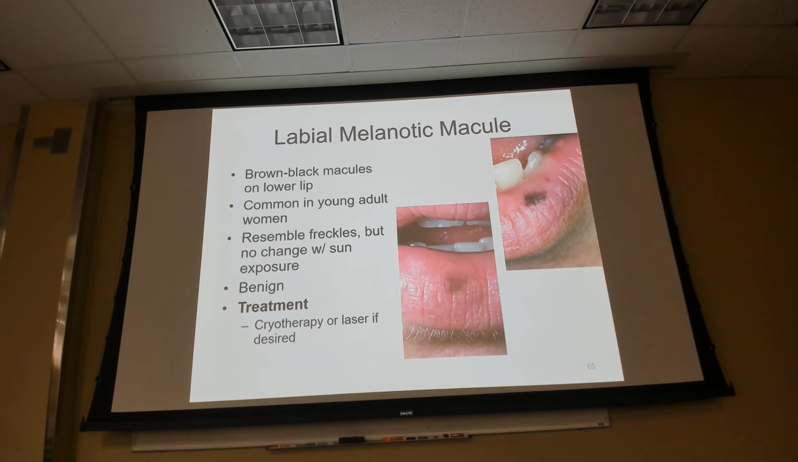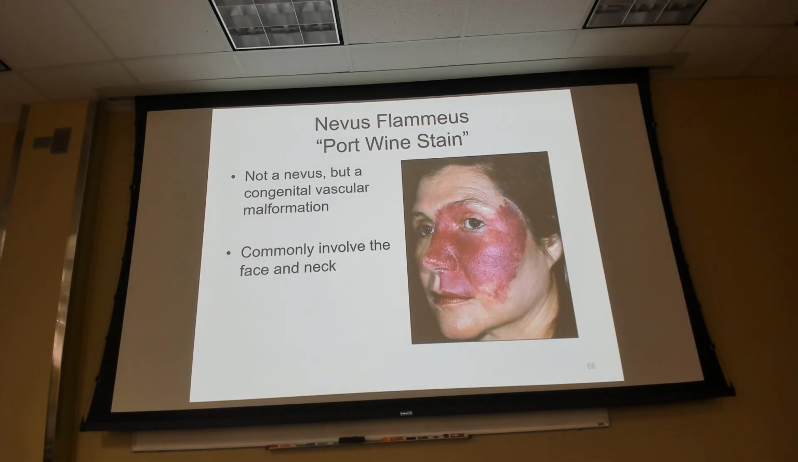Use some good lipstick. Port wine stain, last one. This is not a nevus, but this is what we're talking about. This is a vascular malformation. Okay. This one right here commonly involves the face and the neck, which you can see there on the female. She has that all on her left side of her face. So it's her nose, cheeks, upper, so it's all there. Okay? Again, this was all benign stuff.